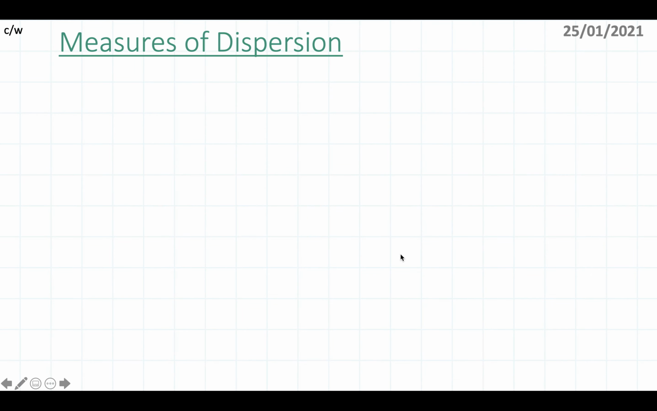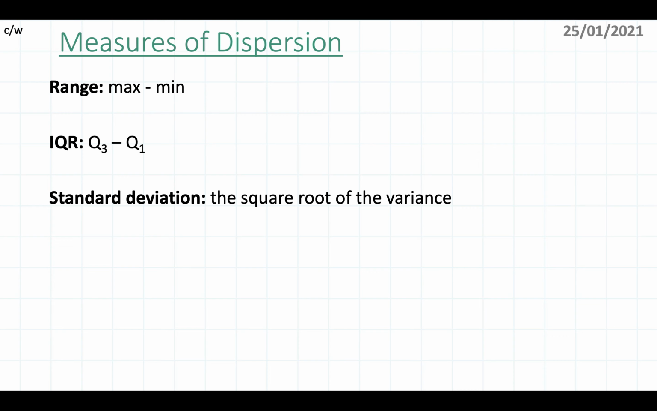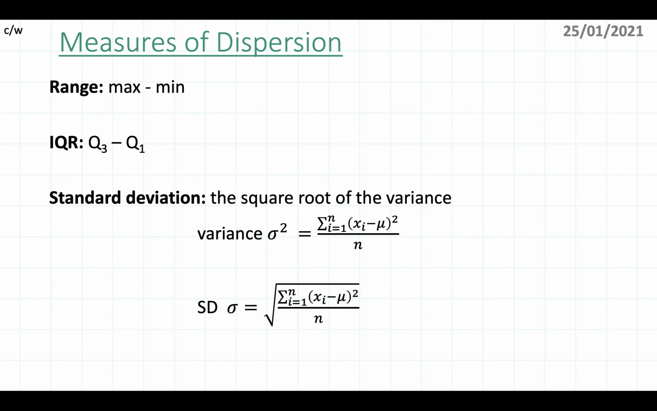One of them is using the range, which is something you've done before, so it's the maximum minus the minimum. You also have the interquartile range, which is the third quartile minus the first quartile. And then you have the standard deviation as well. Now, the standard deviation by definition is the square root of the variance. So this is the variance, and the standard deviation is the square root of that. And we're going to go into detail on what that means.